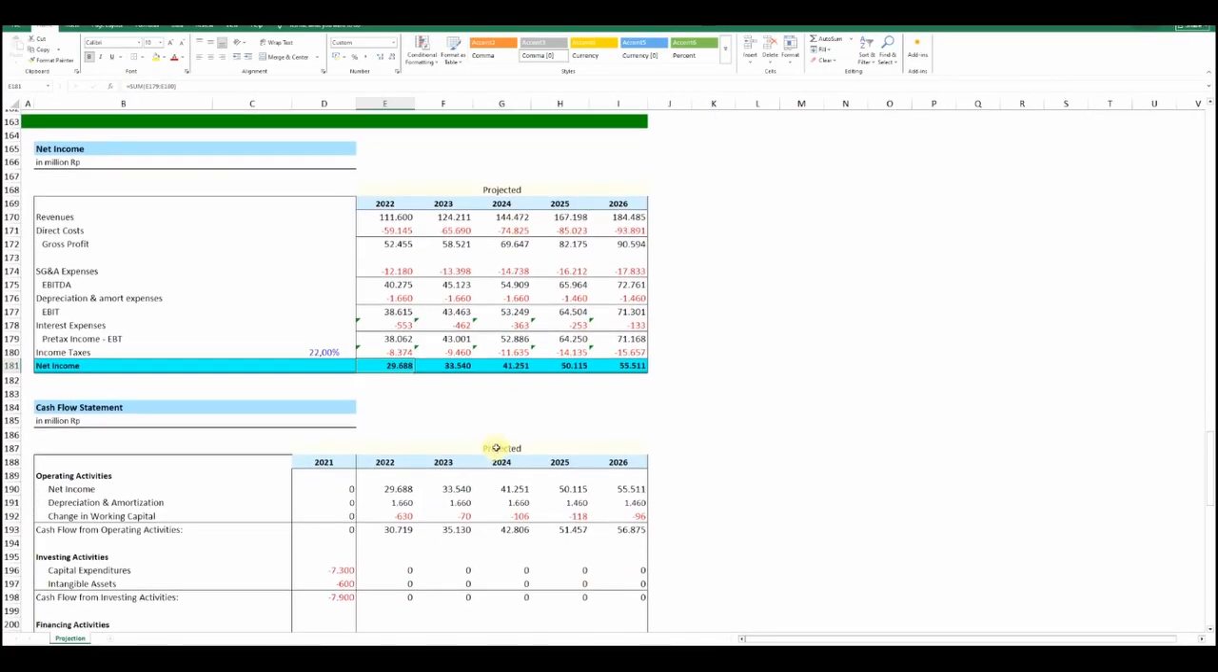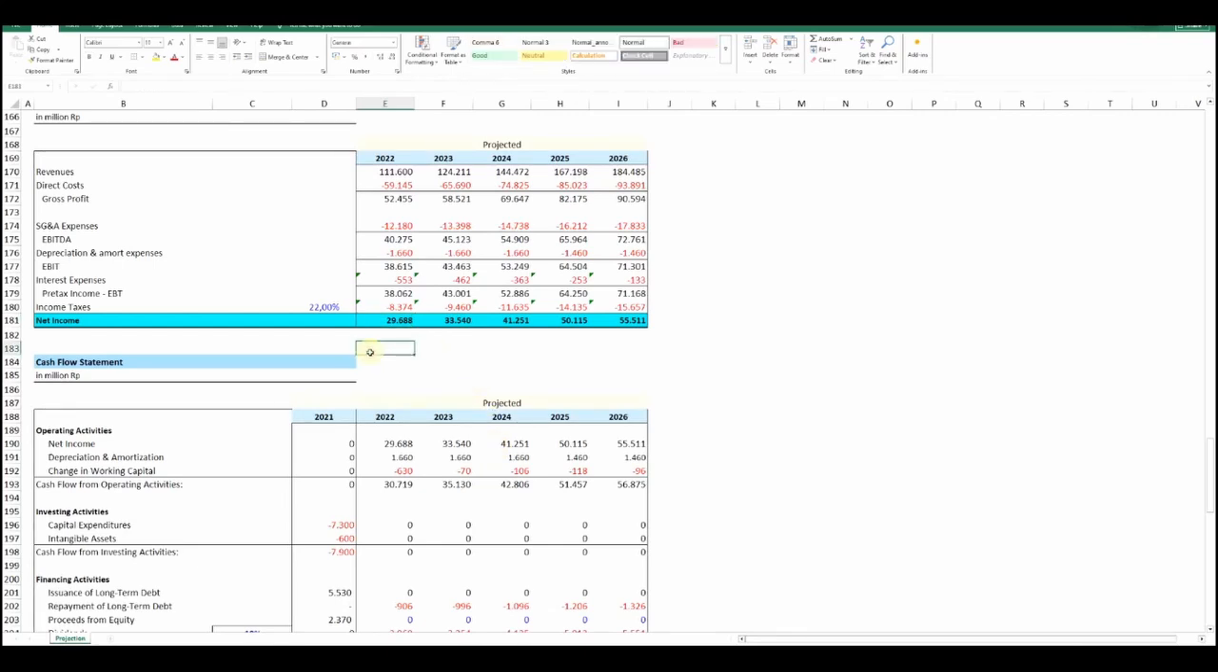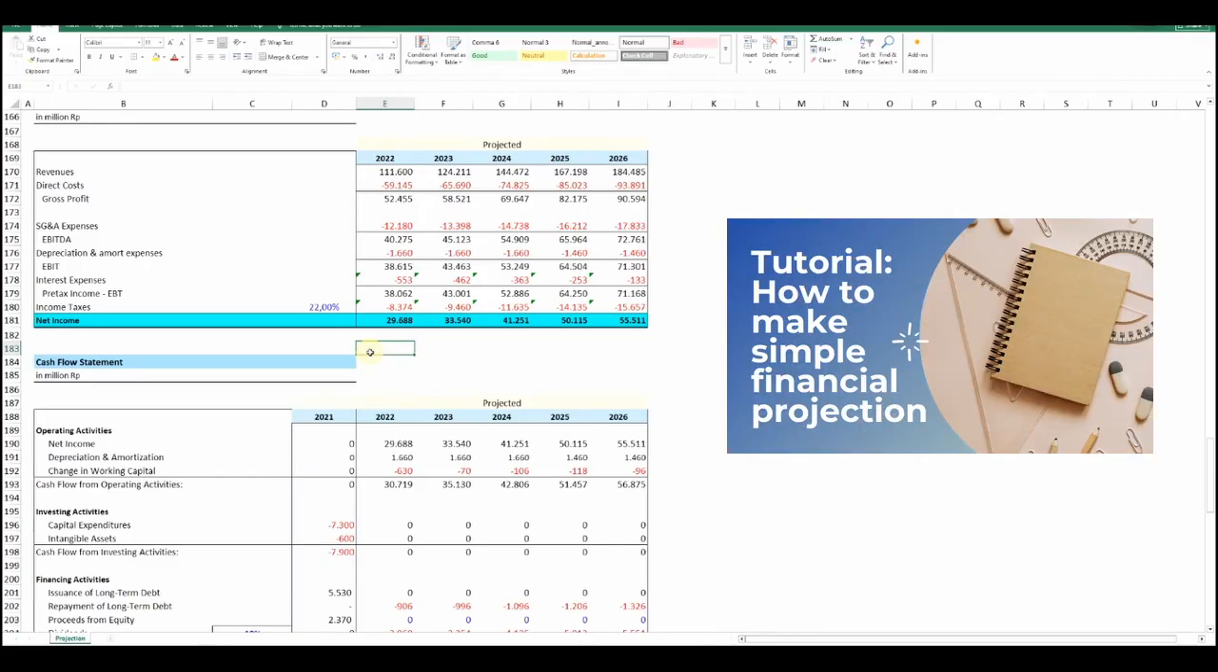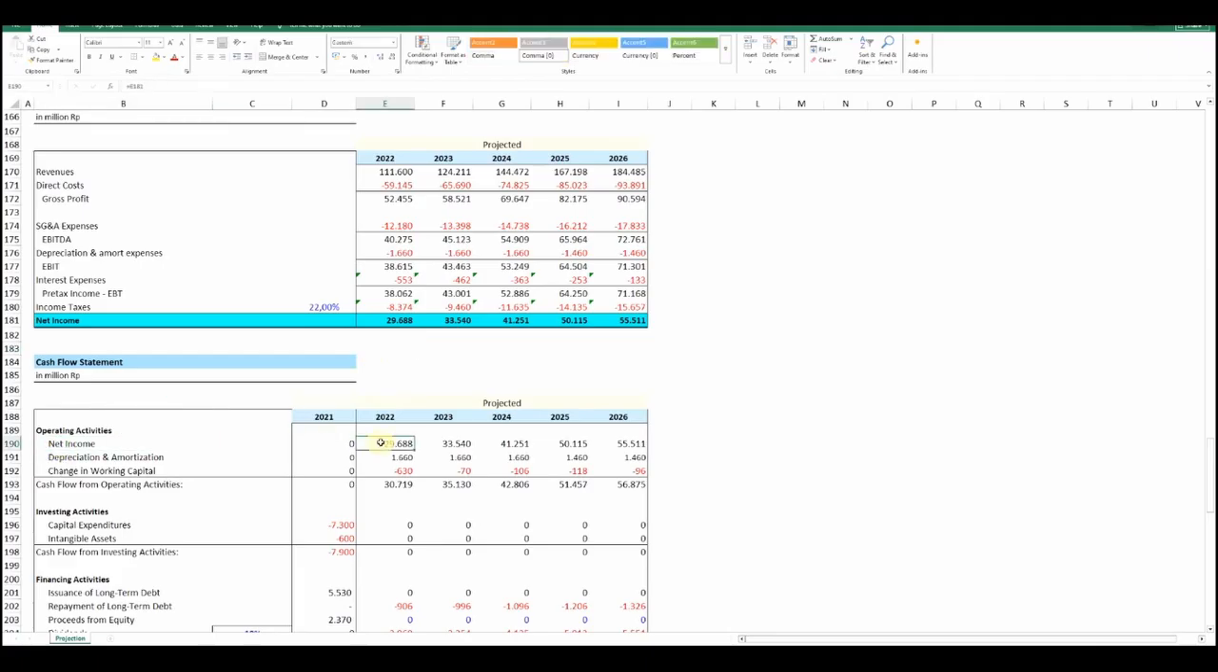Next, let's move on to the cash flow statement. Here, we're calculating it using the indirect method. If you want to know what direct and indirect cash flow statements are, you can check out my video on a tutorial for making a simple financial projection. At the top, there's net profit. We just take the value from the income statement above at the very bottom. Then there's depreciation expense, which we also take from the income statement.